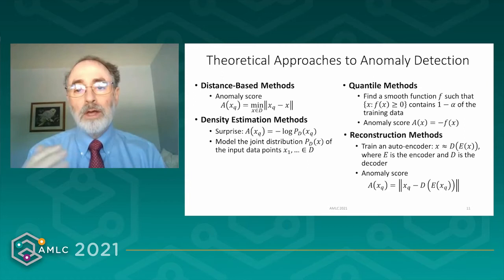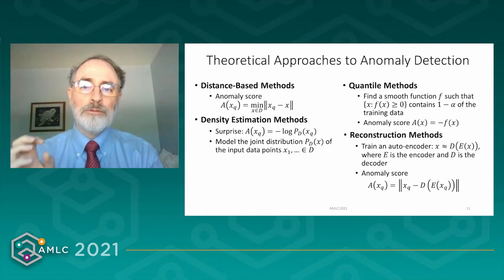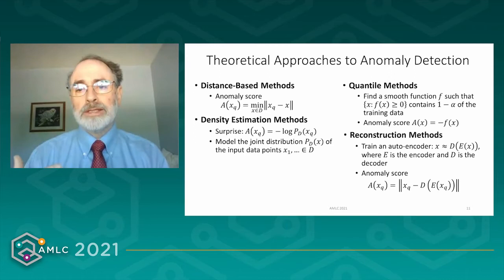The fourth technique is quite different, I think. The goal here is to try to set up a problem in which the machine learning system will fail when it's given new data points. In particular, typically we train some kind of an autoencoder to reconstruct the input given the input, right?